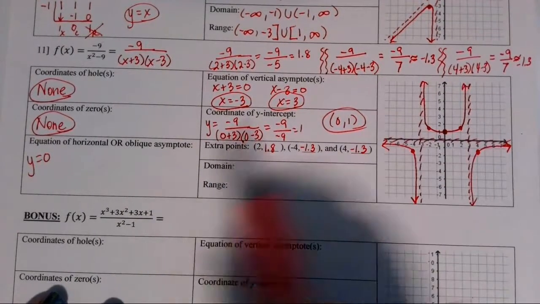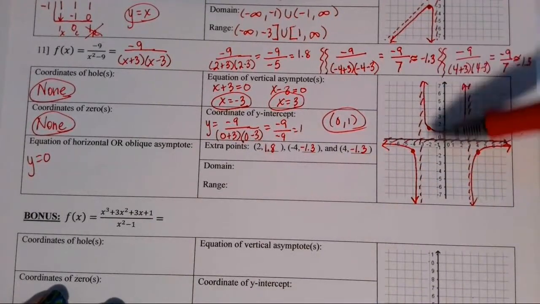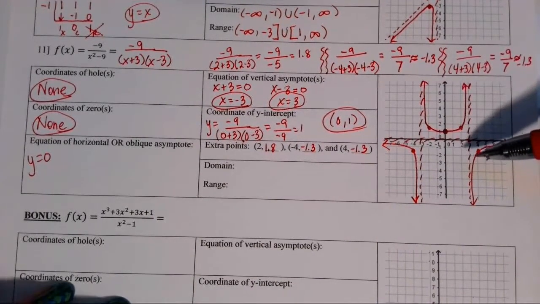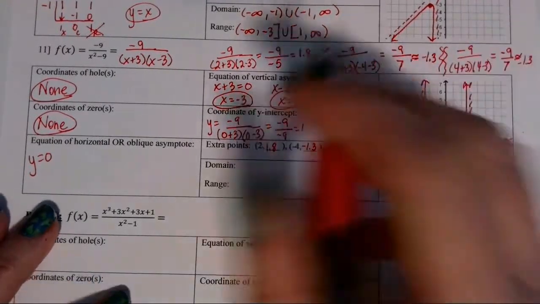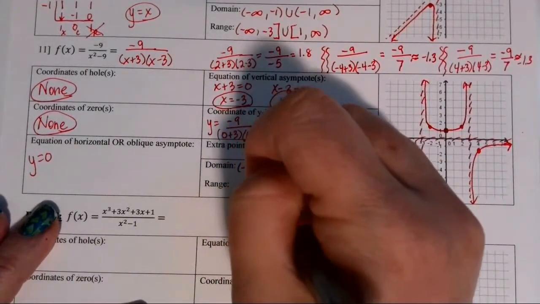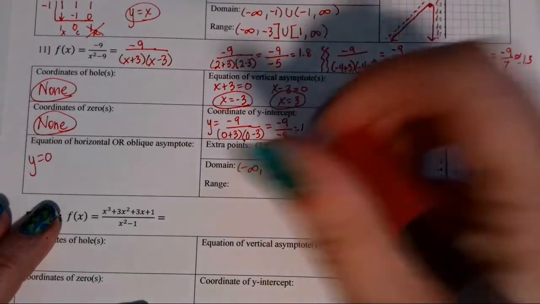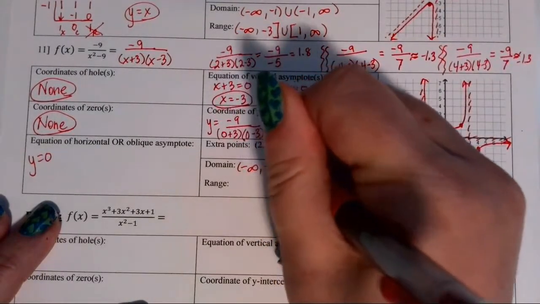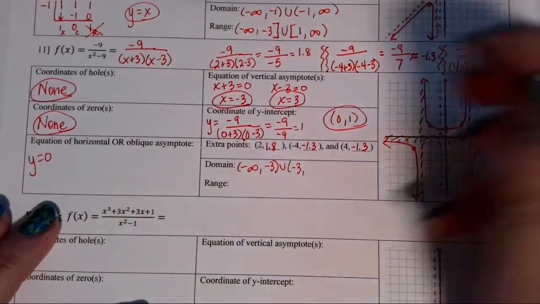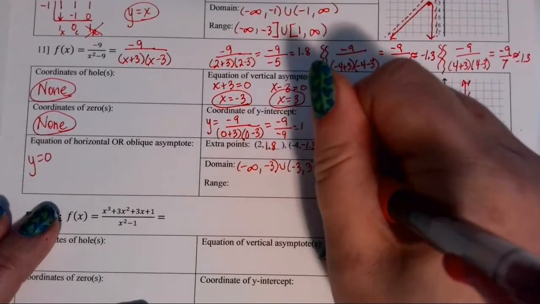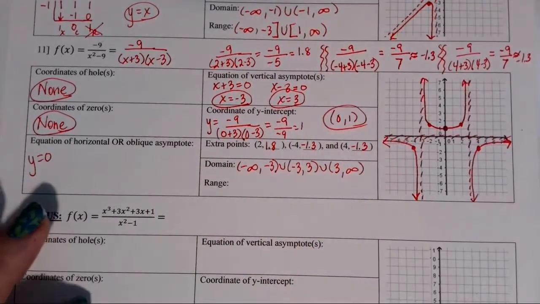The domain: we have two vertical asymptotes breaking up the domain, no holes to worry about, so we're going from -infinity to -3, union -3 to +3, and then 3 to infinity.